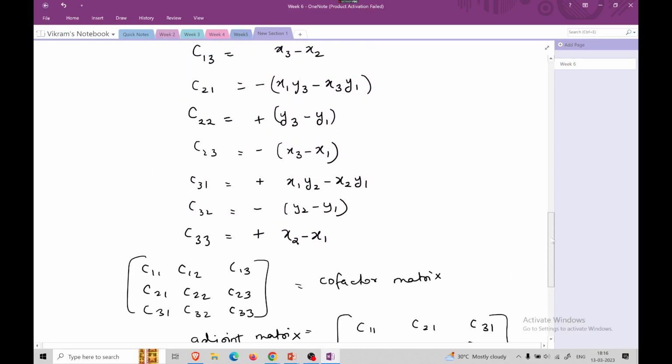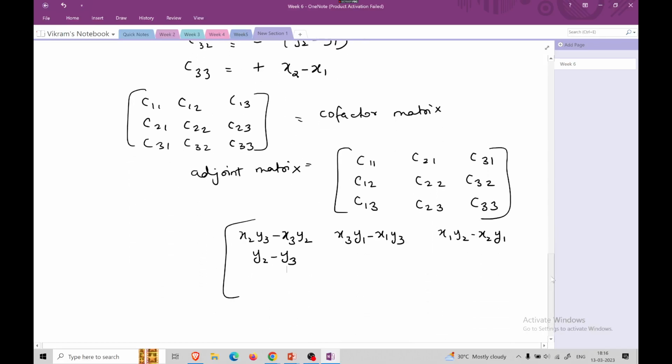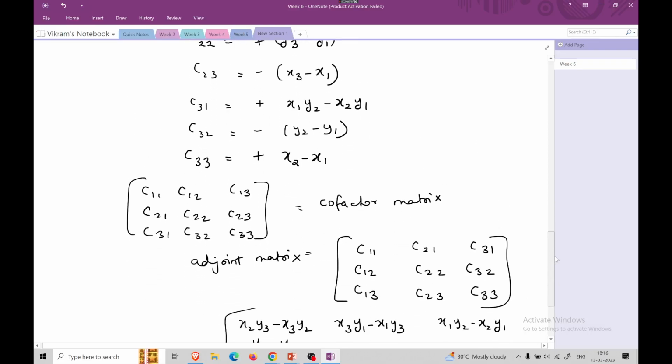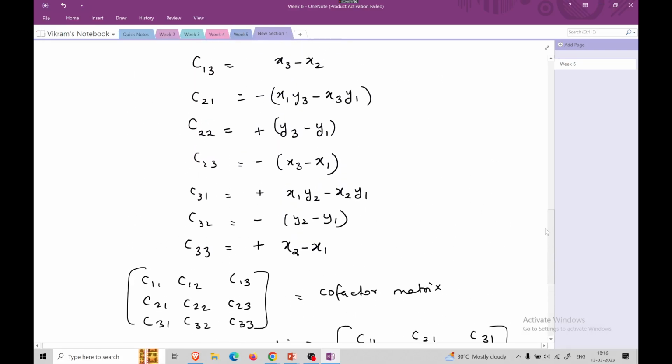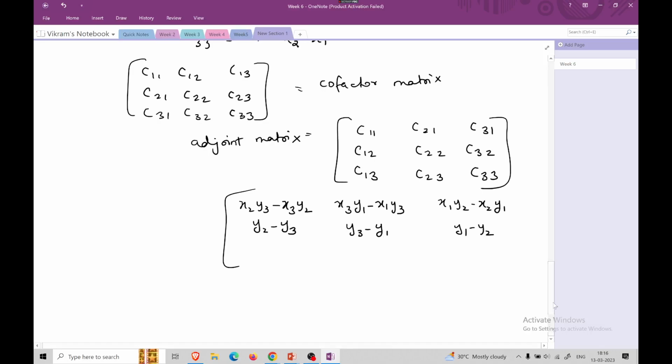What is C22? y3 minus y1. C32 is minus of y2 minus y1. I am going to write it as y1 minus y2. Okay. So what is C13? It is x3 minus x2. I am simply going to write it as minus of x2 minus x3.